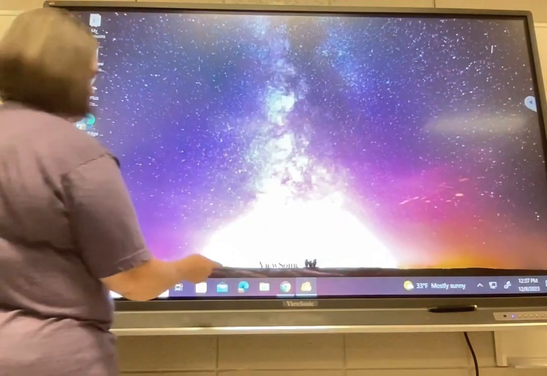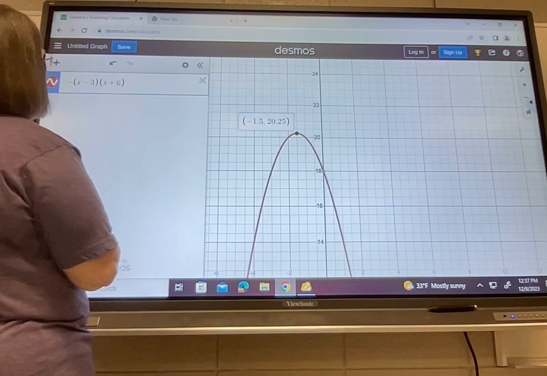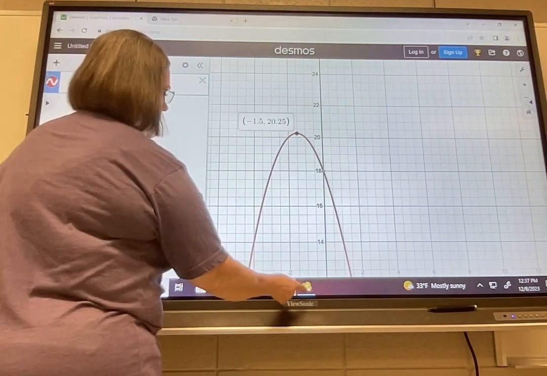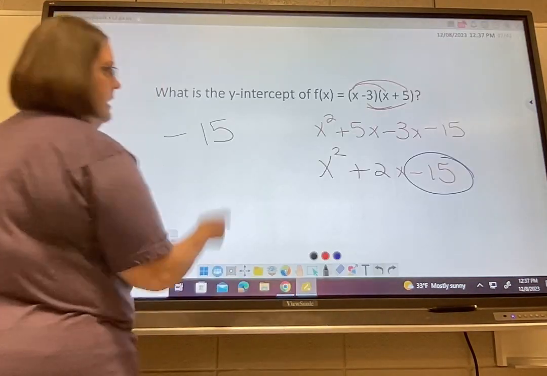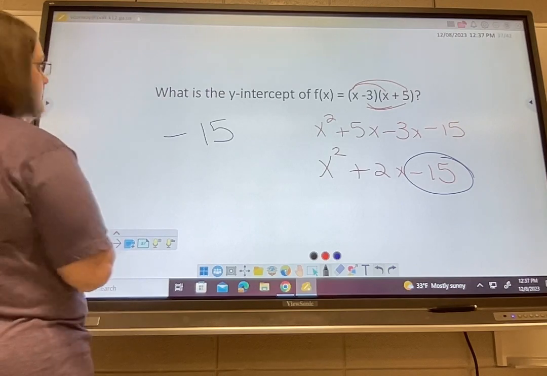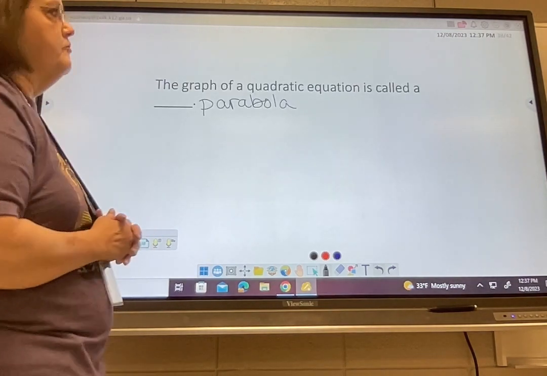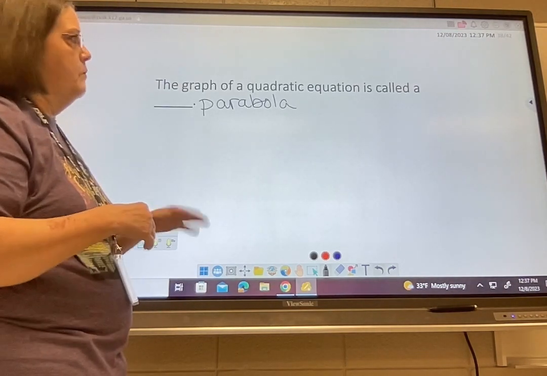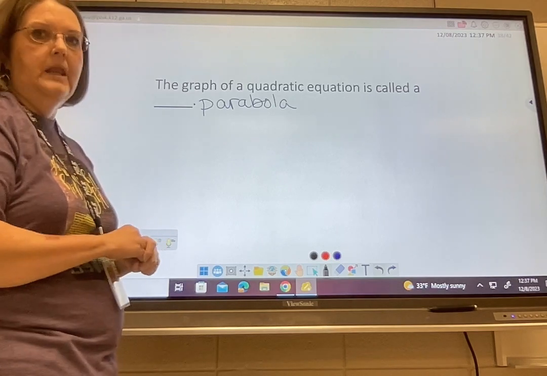I'm thinking, no, different problem. But anyway, that's how you do it. The graph of a quadratic equation is called a parabola.